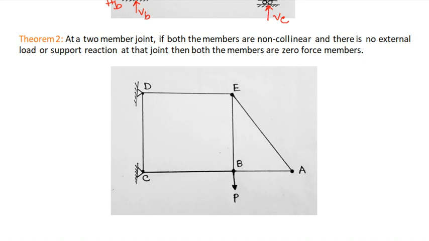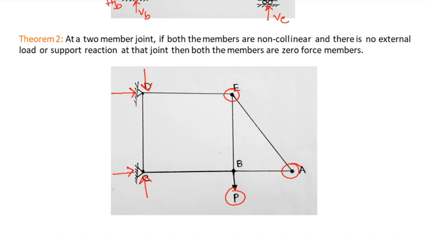Here there are a total of 5 joints, out of which D is having a hinge support, so it will obviously have support reactions in it. B is also carrying an external load P, so we will not look at B, C and D. The leftover joints which are not carrying any load or reaction are joint E and joint A, right? So we will need to look at a 2-member joint. Since E is connecting 3 members, we will not take this into consideration. We will be looking at a 2-member joint.